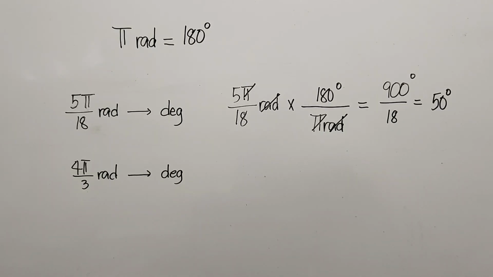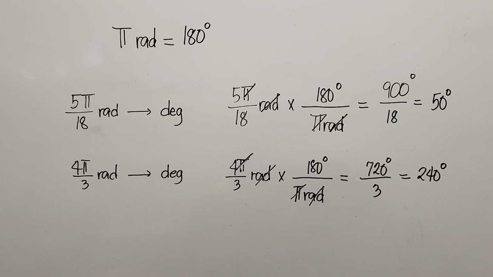Second given, 4 pi over 3 rad. We will copy first the given and multiply by 180 degrees all over pi rad. Cancel now the pi as well as the unit rad. And we will now multiply the remaining quantities. We have 4 times 180 degrees is 720 degrees. For the denominator, we have 3, dividing 720 by 3. So we have 240 degrees.